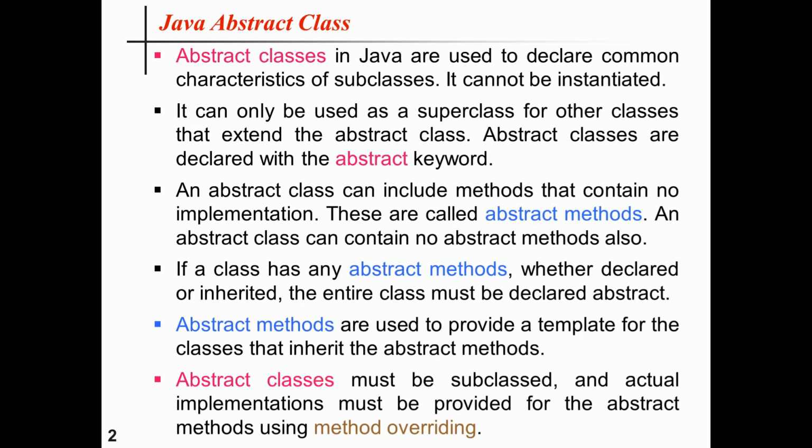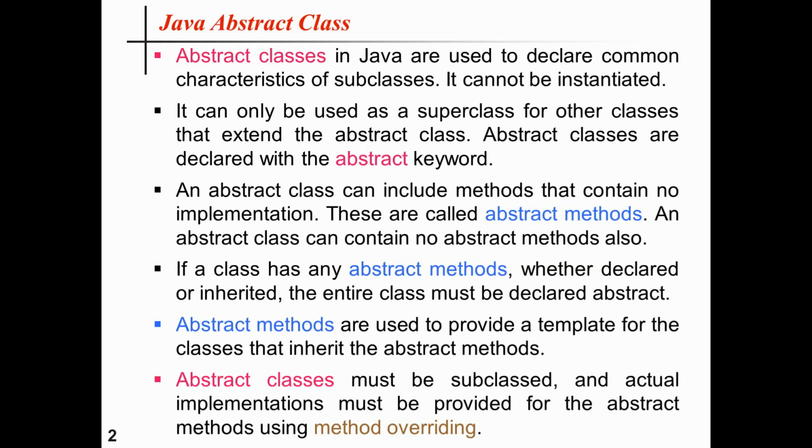It can include methods that contain no implementation. It contains a declaration only and doesn't have any body. These are called abstract methods. An abstract class can contain no abstract methods also. If a class has any abstract methods, whether declared or inherited, the entire class must be declared abstract.